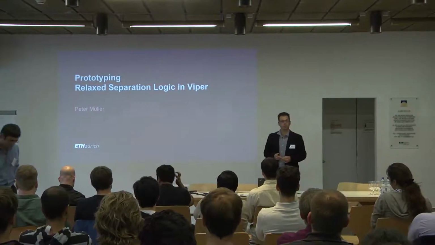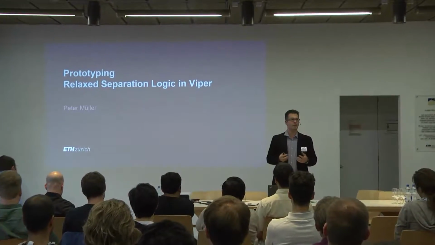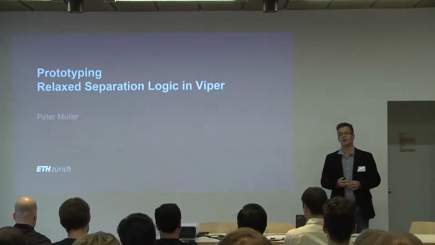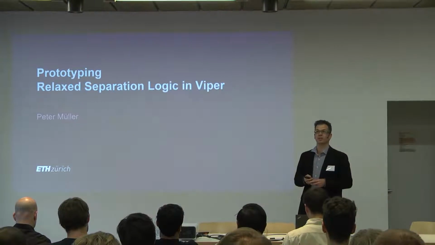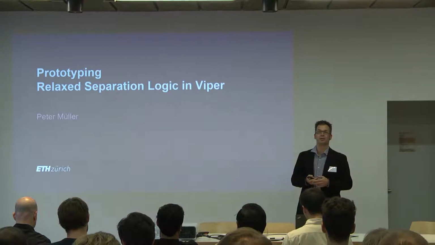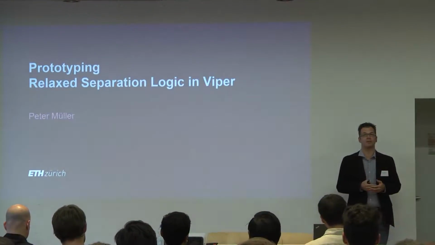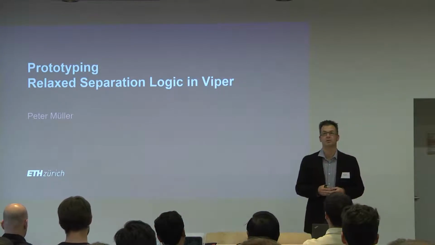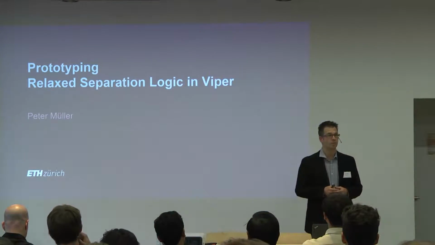So we've worked for a couple of years on Viper, which is a verification infrastructure for permission-based reasoning. By permission-based reasoning, I mean that we support program logics that center around this notion of an access permission. The most famous example is separation logic in all its flavors, but there are also others like implicit dynamic frames or type systems of this flavor, like the Rust type system, for instance.